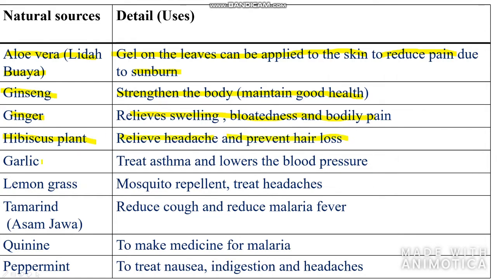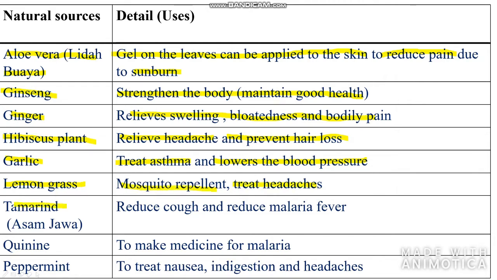Okay, next, garlic, as I mentioned before, it can lower the blood pressure. So people like the elderly, they have high blood pressure, they can eat a lot of food cooked with garlic. At the same time, it also can be used to treat asthma. Lemongrass, ataupun dalam BM kita panggil sebagai serai. It can be used as a mosquito repellent and also it can treat headache.